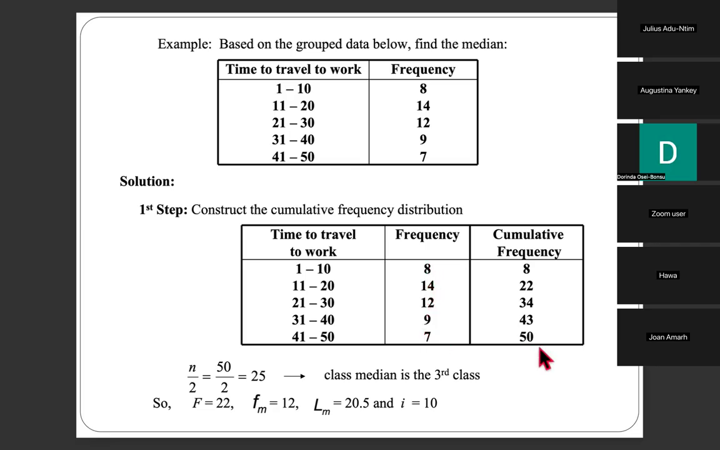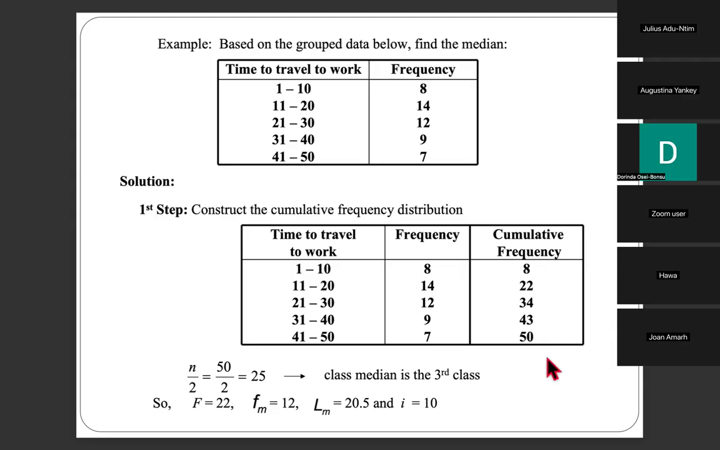And at the end of the day, it will amount to the total frequency, which is what? 50. So 8 plus 14 gives us 22. 22 plus 12 gives us 34. 34 plus 9 gives us 43. 43 plus 7 gives us what? 50. So this is how we find our cumulative frequency.